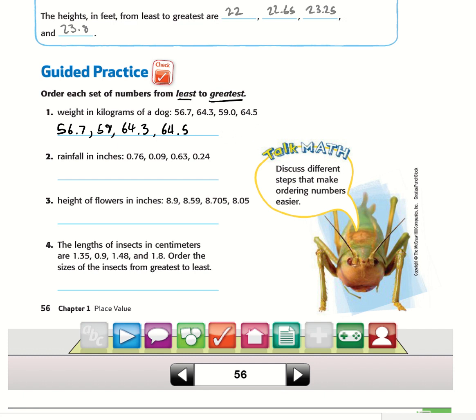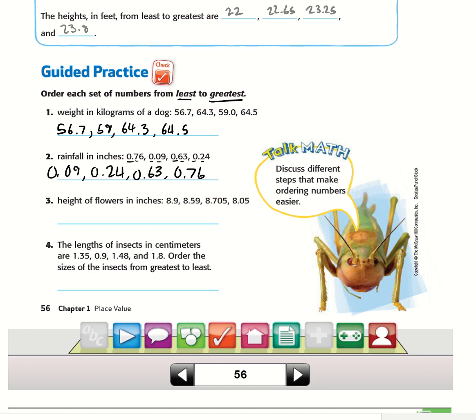Rainfall in inches. So all my ones have zeros. So my tenths place, I have a 7, 0, 6, 2. So I'm going to have 9 hundredths. And then I'm going to have 24 hundredths. My next one is 63 hundredths. And then the last one is going to be 76 hundredths.